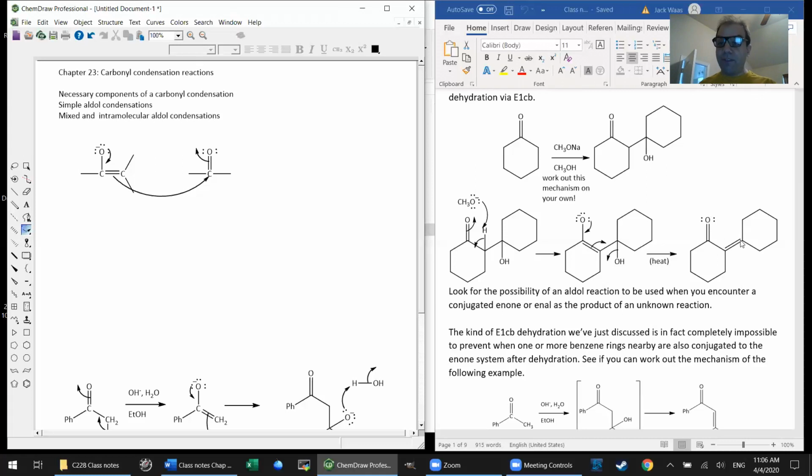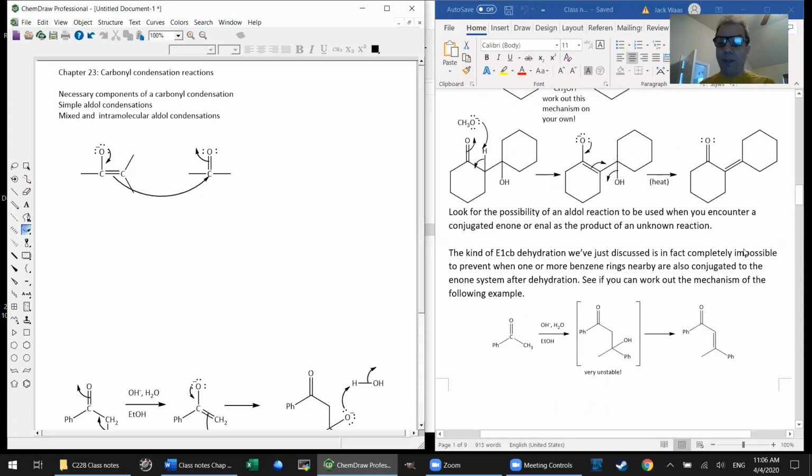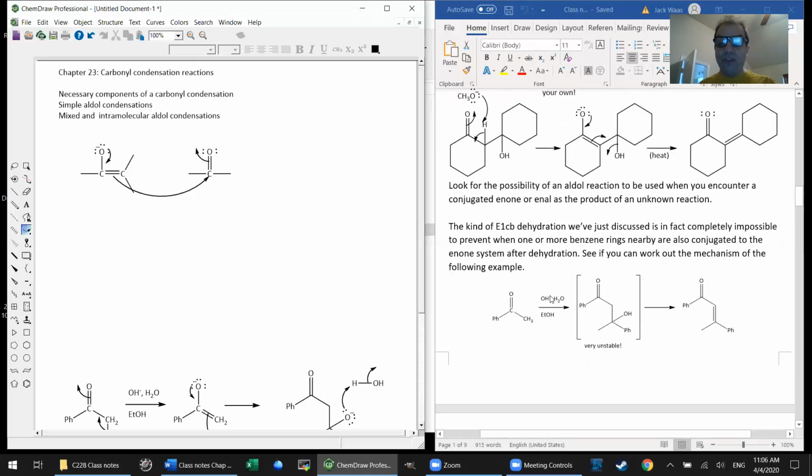And so forming the dehydrated compound is generally quite favorable. All you need to do is have one or more phenyl groups around, aromatic rings. And in cases like that, even if you don't heat it, even if you're not given that H3O plus is added, you can't even isolate that initial adduct. That's going to undergo dehydration and it cannot be prevented.